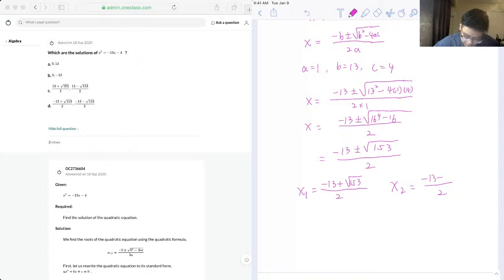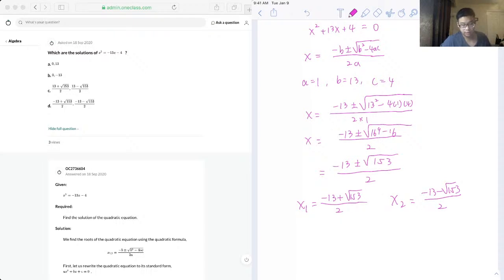Negative 13 minus root 153 over 2. It doesn't matter what the order is. You can also say negative 3 minus root 153 over 2 will be x1. It doesn't really matter. Okay.